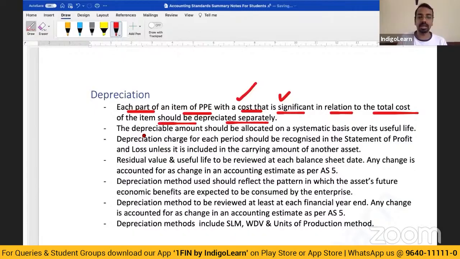Then the standard says the depreciable amount should be allocated on a systematic basis over its useful life. This is the principle, right? How to allocate? You can use straight line method. You can use written down value method. You can use units of production method also. Units of production means based on the number of output or number of units of production, you can allocate the depreciation.